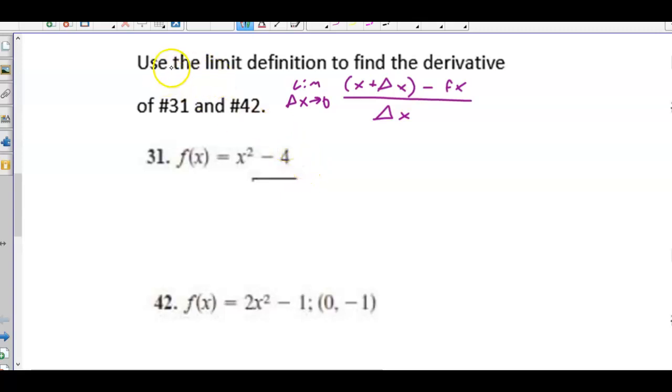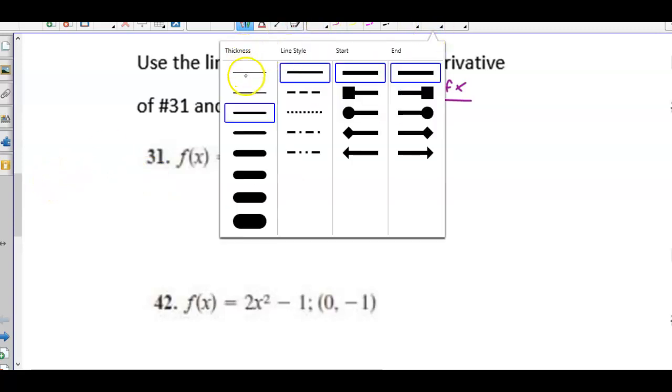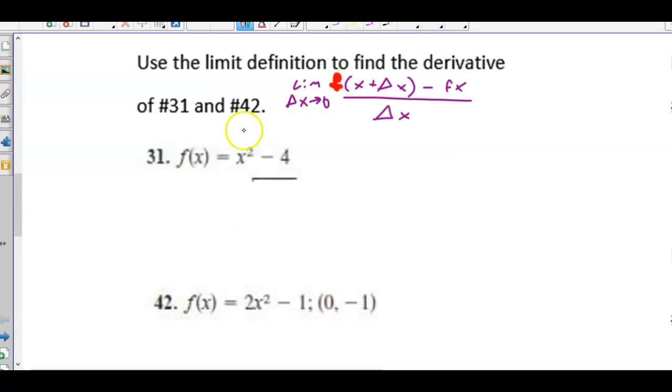So right here, look, listen, use the limit definition to find the derivative. Here's the limit: the limit as delta x goes to 0 of f of x plus delta x minus f of x, all over delta x. So what that means, guys, please pay attention to this, and if not, rewind it and look again, okay? We have a limit here.